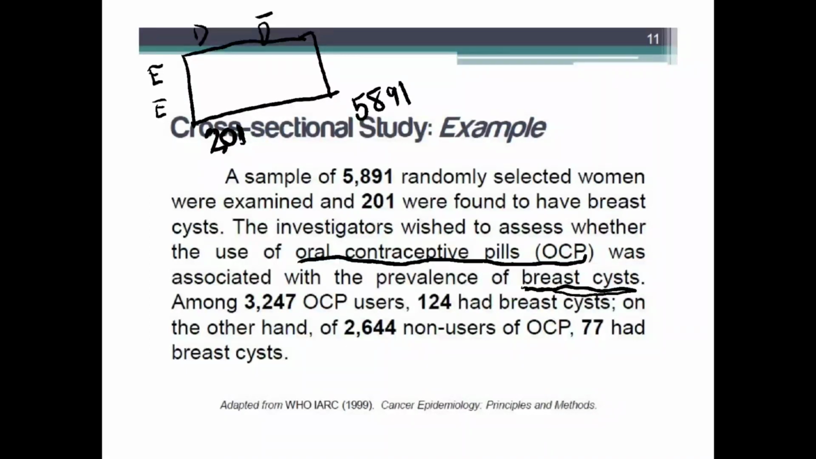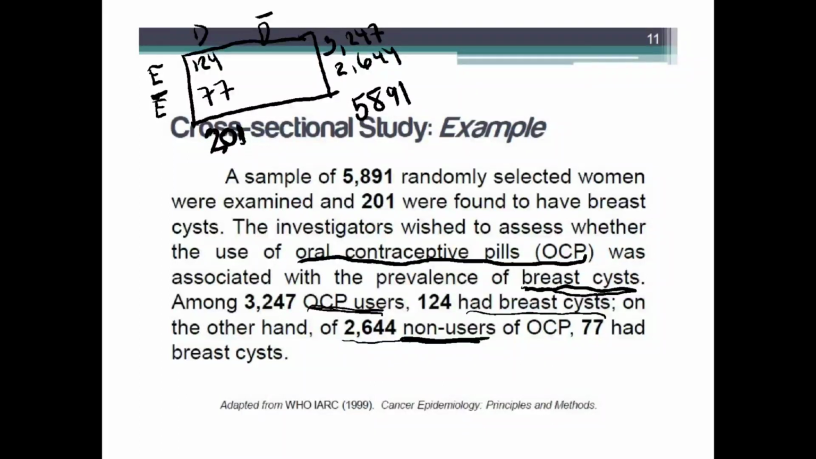Among 3,247 OCP users. So, exposed or unexposed? Sila yung mga exposed. So, meron tayong 3,247 OCP users. And then, 124 daw, with the disease, had breast cysts. On the other hand, 2,644 non-users. So, 2,644. 77 had breast cysts.